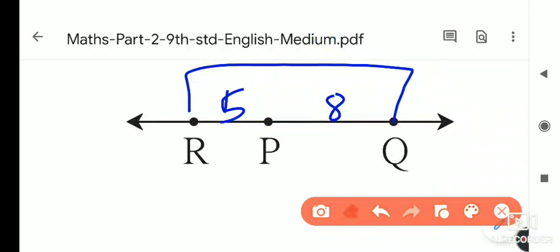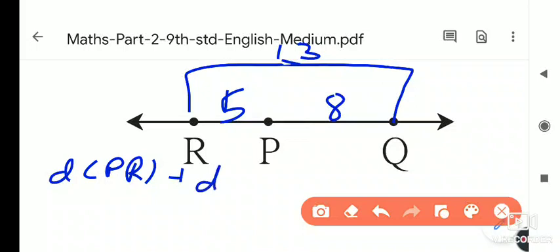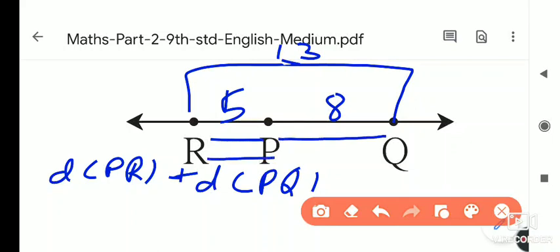RQ's distance is 13. So that is how we are finding it. But how to solve this mathematically? For that, what we have to do here is distance of PR plus distance of PQ is equal to distance of RQ.